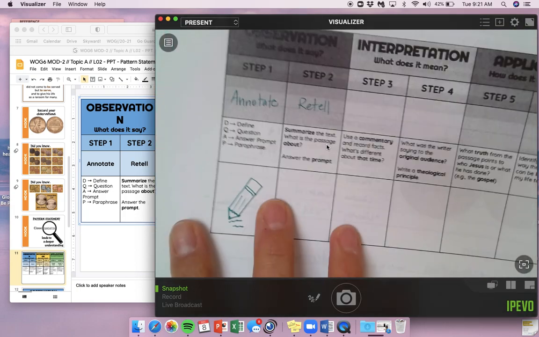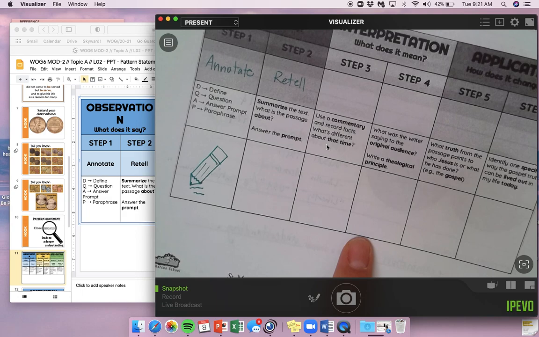Scholars, please complete this chart below, this table, and then please complete your exit ticket for the day.